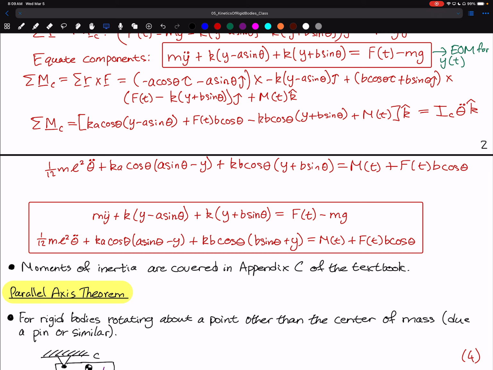And then this is our equation of motion, and for this we get two equations of motion, one governing y of t and one governing theta of t.